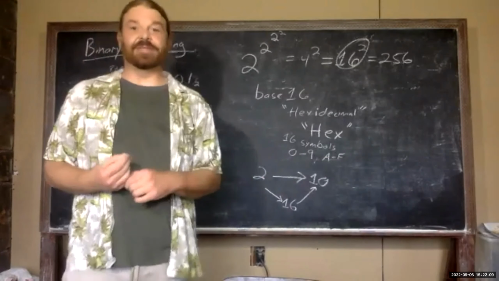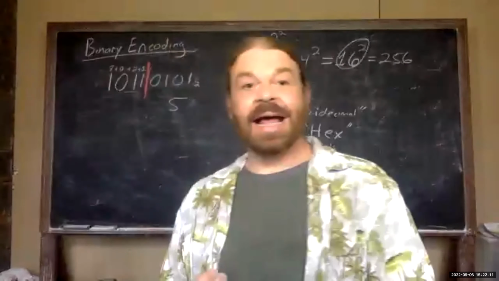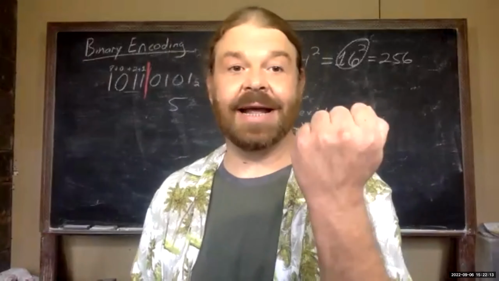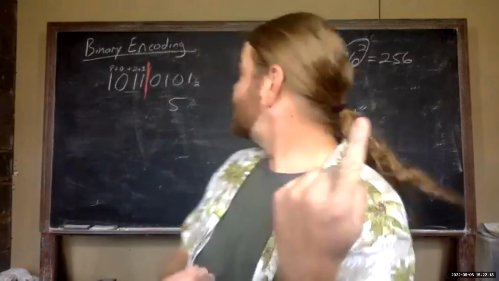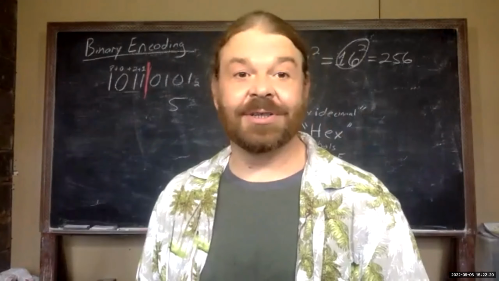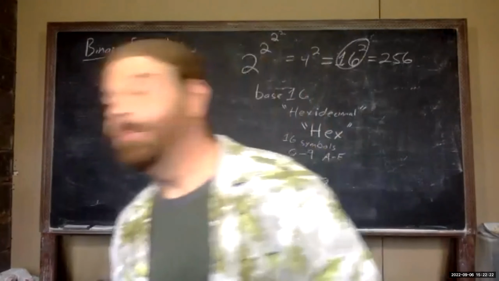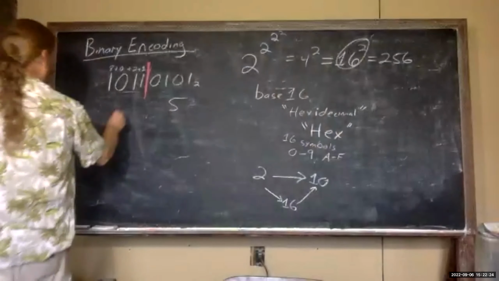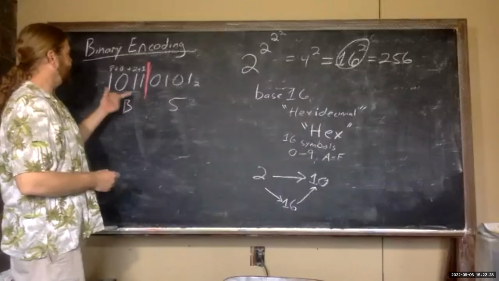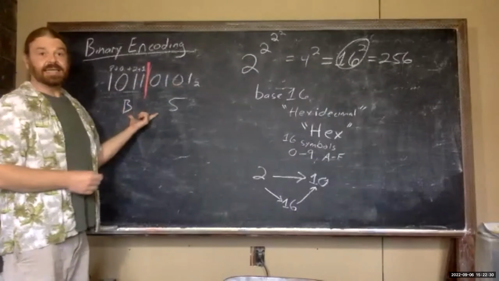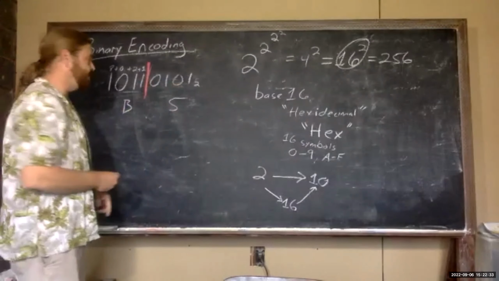We can go back to our fingers to get used to it. So A is 10. So we start at A and B. Well, 11 is the next one after A. So 11 we would just write as a B. So then this binary number in hexadecimal is written B5.